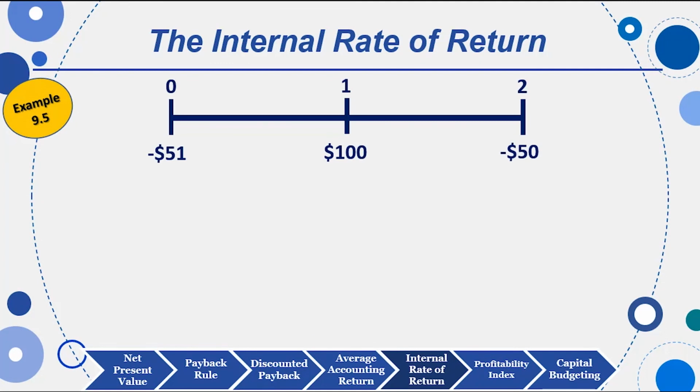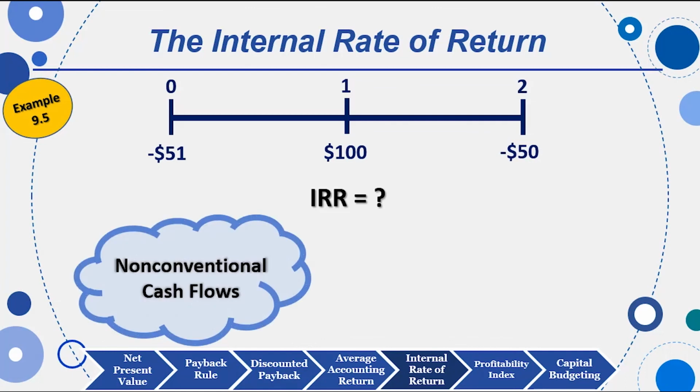Here's another one, minus 51 plus 100 minus 50. Again, we can see, according to René Descartes' rule of sign, there are 2 possible IRRs maximum. There could be 1, there could be none. So it really depends on the math. Again, what do you do? You write down NPV equals 0 equals minus 51 plus 100 over 1 plus R plus minus 50 over 1 plus R squared.